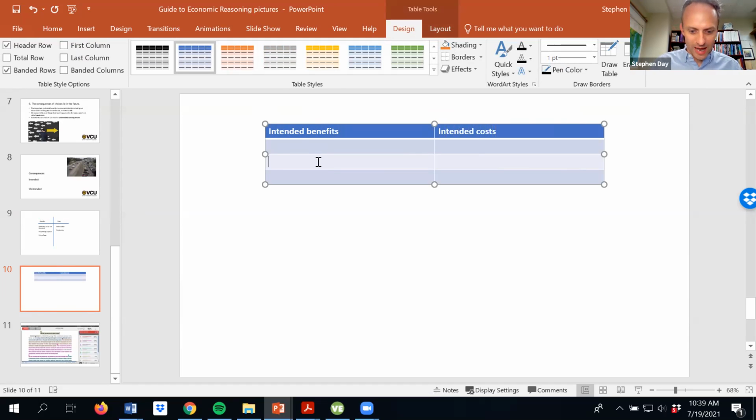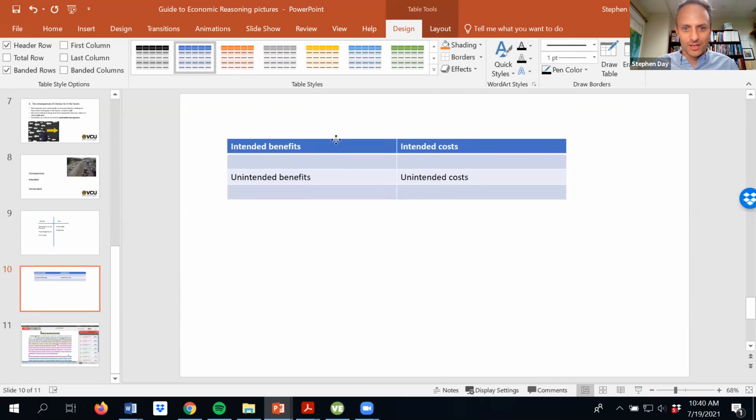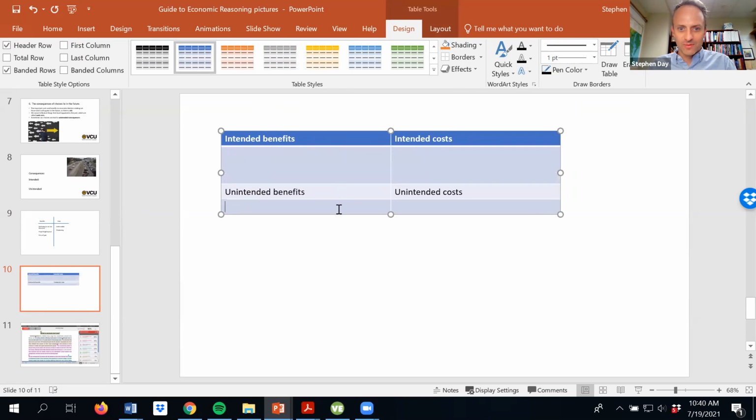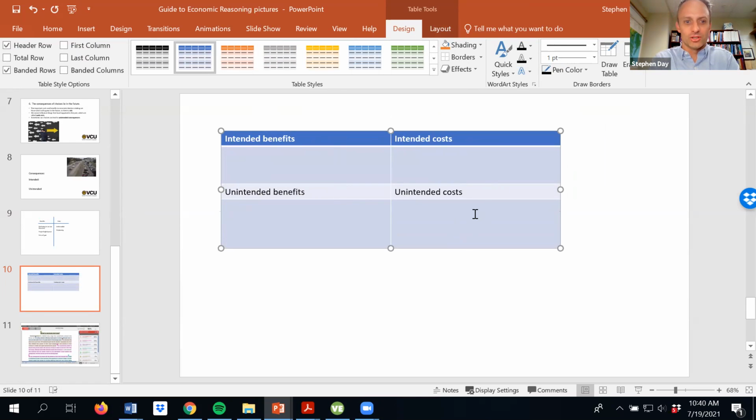And then down in here you can have, and I'll tell you right now, when you're doing an activity like this, for some reason it's the unintended costs that you end up putting down here, because a lot of the time people make choices and it didn't turn out the way that they hoped it would.